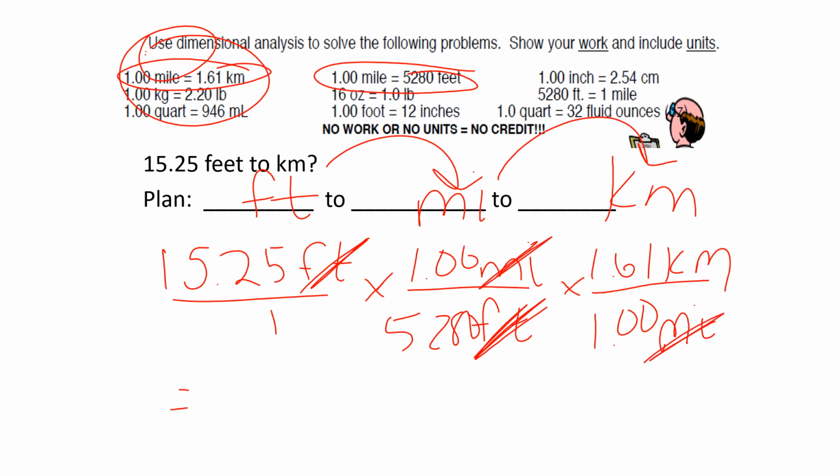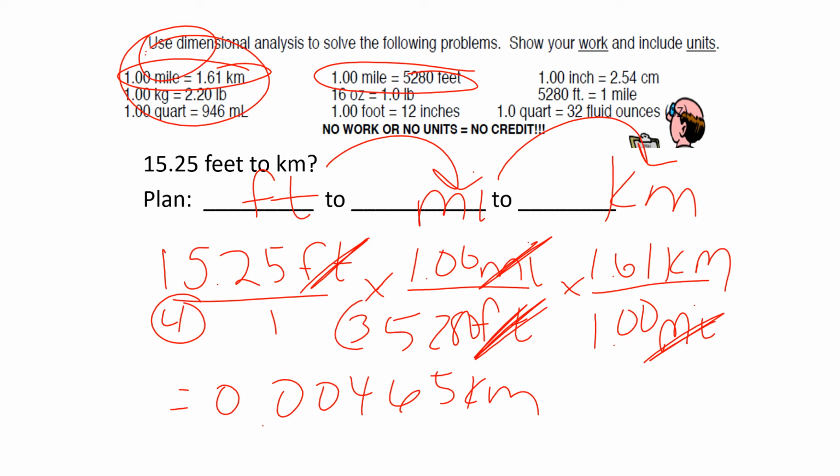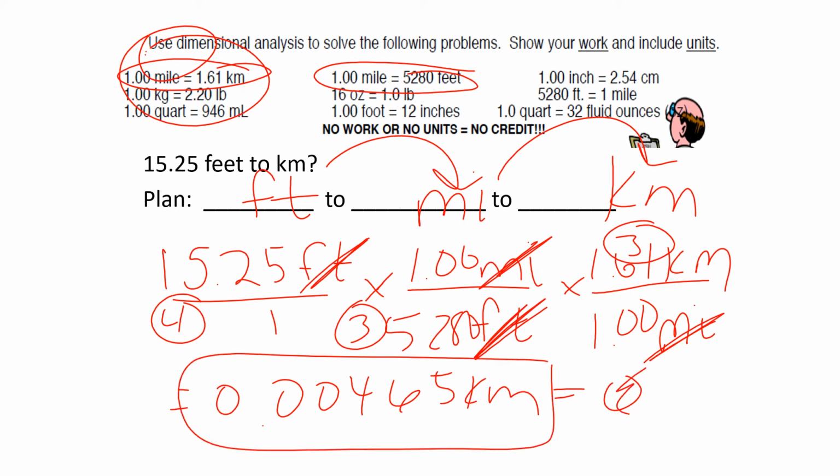So here, I'll have 15.25 times 1.61 divided by 5280, and I get 0.00465 kilometers. My answer should have, so I have 4 sig figs here, I have 3 sig figs here, and I have 3 sig figs here. So my answer is going to have 3 sig figs, which is what I have there already.